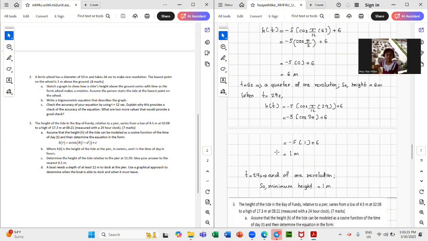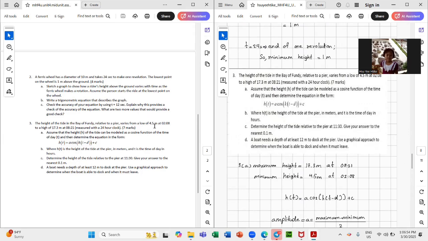And t is equal to 24 is the end of one revolution. So at that time, the Ferris wheel must be at its lowest point, the minimum height. So at that time, the height must be 1 meter. And from calculation, we get that h of t at t is equal to 24 is 1 meter. So it also proves that our equation is accurate.